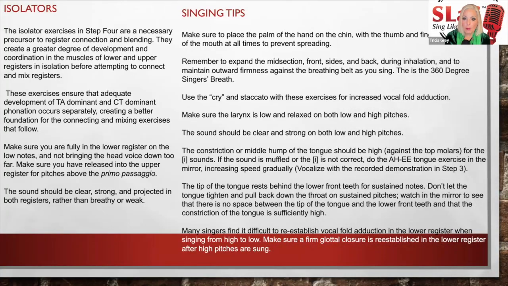Be sure to place the palm of the hand on the chin with the thumb and finger on the corners of the mouth at all times to prevent spreading. There's no need to grimace to say the vowel E. Remember to expand the midsection, front, sides, and back during inhalation, and to maintain outward firmness against the breathing belt as you sing. This is the 360-degree singer's breath.